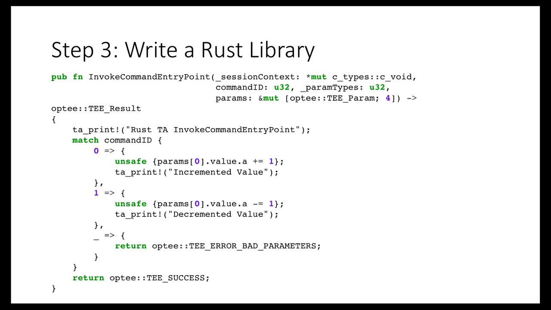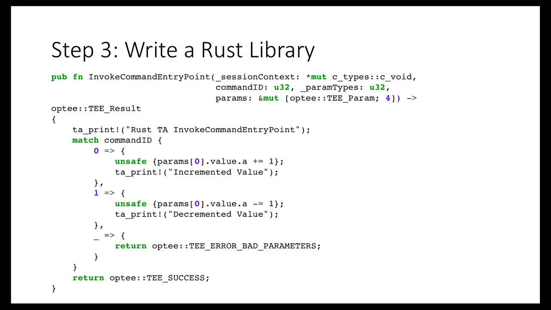So this is just printing. Yeah, we're in the invoke command entry point. And then we're doing a match statement. So this is like a switch case. We're matching on the command ID value. And this is sort of a functional programming kind of thing, because we're matching 0.